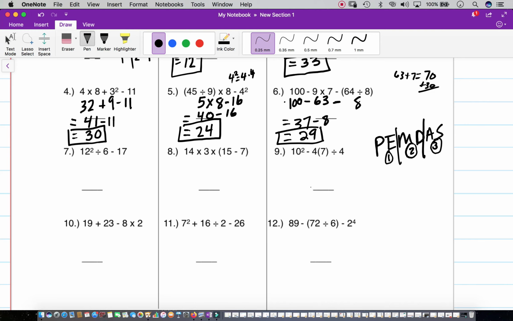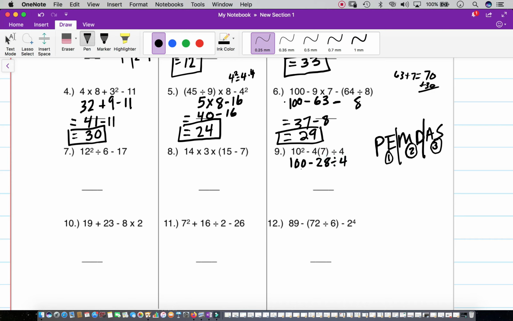So for problem number 9, what would be my first step? I would start with the exponents. Good. So this says 10 to the second power, or 10 squared. What's 10 squared? 10 times 10, which gives me 100. Good. Bring down my minus. And what's 4 times 7? 28. Good. Divided by 4.